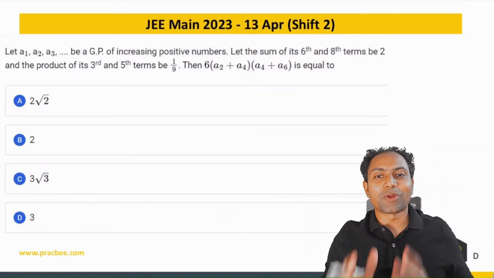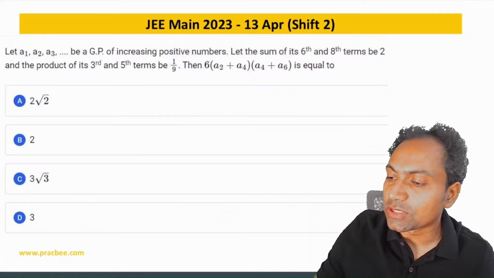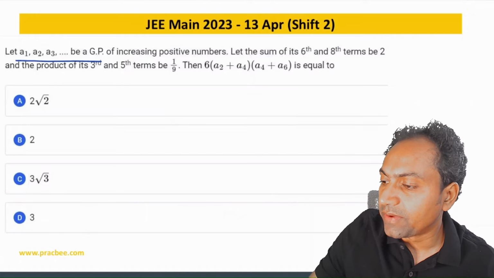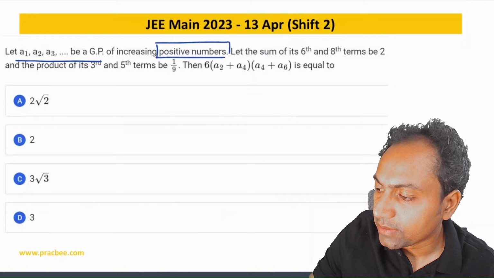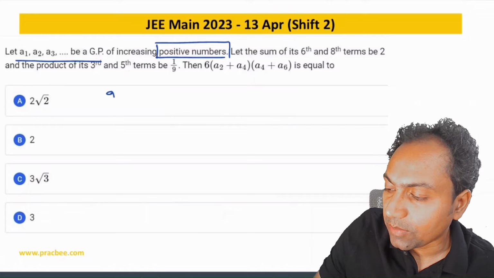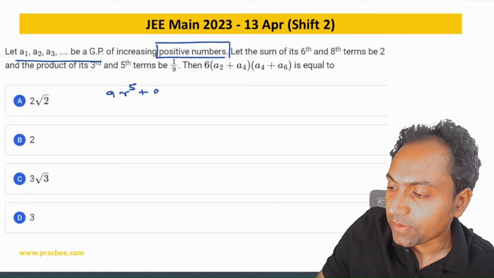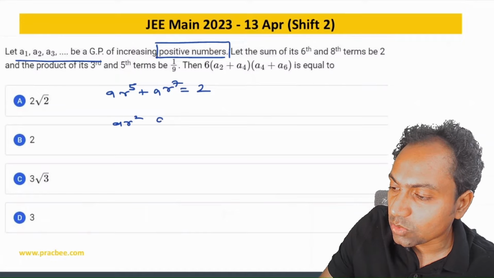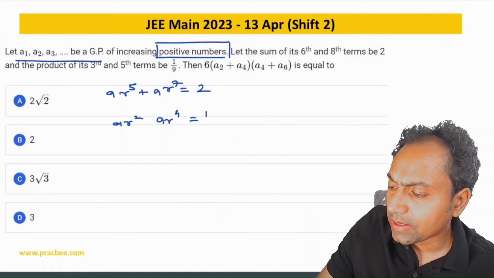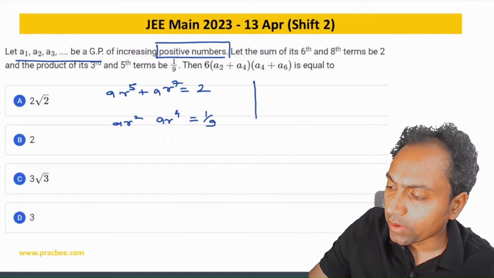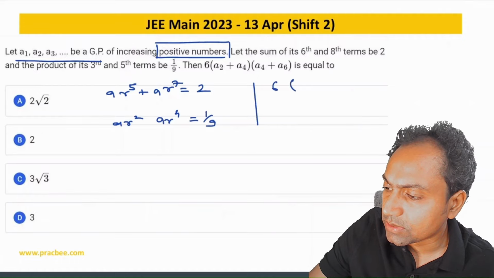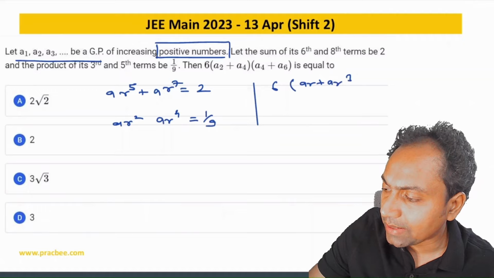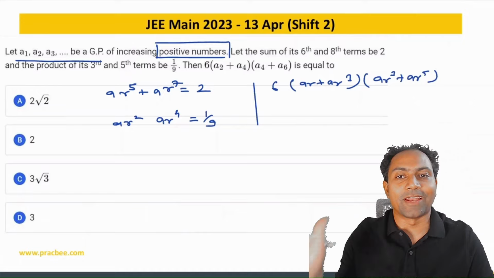Now let us look into this problem that came in 2023. This problem talks about a GP with positive numbers. This word is very important. Then what they're saying is, if I take the sum of the sixth term, that is ar raised to the power 5, plus ar raised to the power 7, it is nothing but 2. If I take the product of the third term, that is ar square, and the fifth term, it comes out to be 1 by 9. And what they want us to find is 6 times (ar plus ar cube) into (ar cube plus ar raised to the power 5).